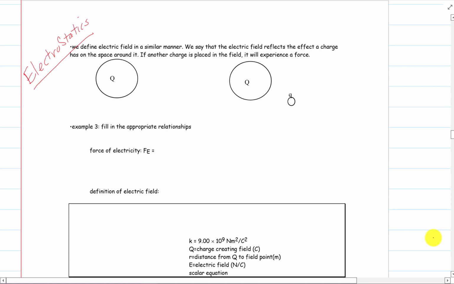Electrostatics. We define an electric field in the same manner. We say that an electric field reflects the effect a charge has on the space around it. If another charge is placed in that field, it'll experience a force. So we have a large charge here, not physically large. It could be a small little thing, but it has a large charge on it. It could be repelling or it could be pulling in.